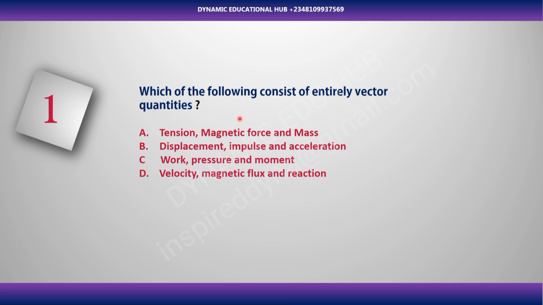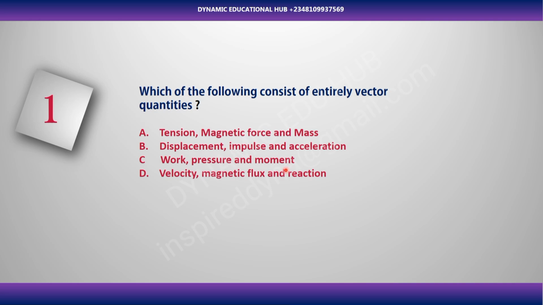We have the first question here, which is: which of the following consists of entirely vector quantities? A. Tension, magnetic force, and mass. B. Displacement, impulse, and acceleration. C. Work, pressure, and moment. D. Velocity, magnetic flux, and reaction. So which one is vector quantity?